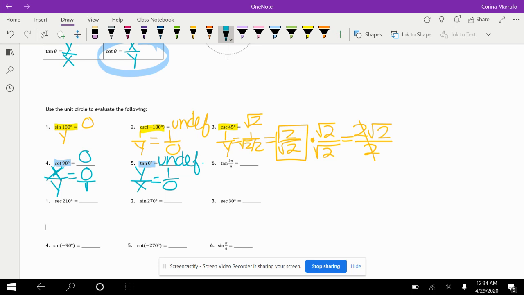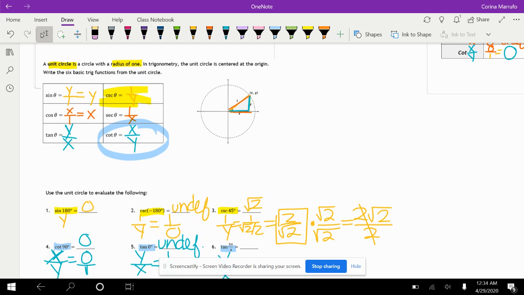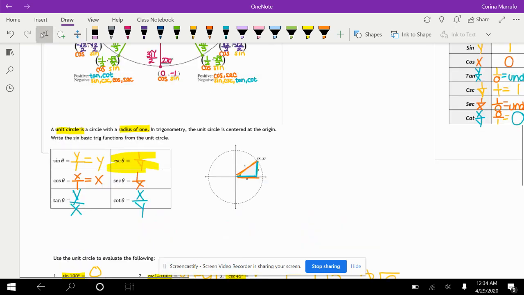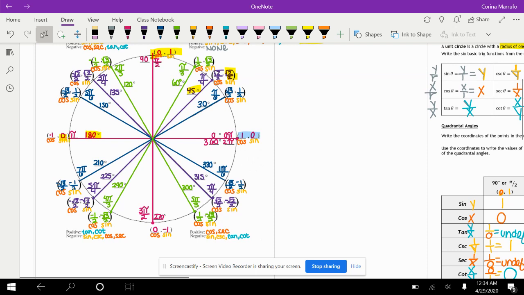All right, the next one, tangent of 3 pi over 4. Okay, so we have tangent again, and that means we're going to take our y value and divide it by our x value. If you don't remember this, it's in this little table right here. If you want to copy that down also so it can help you in your notes. We are checking that at 3 pi over 4, so I'm going to look at my unit circle and locate 3 pi over 4. And 3 pi over 4 is right here.